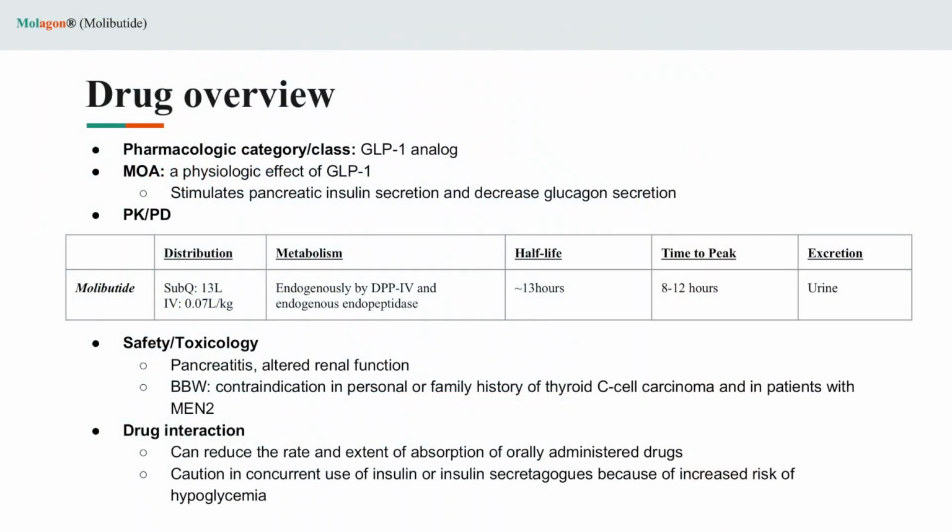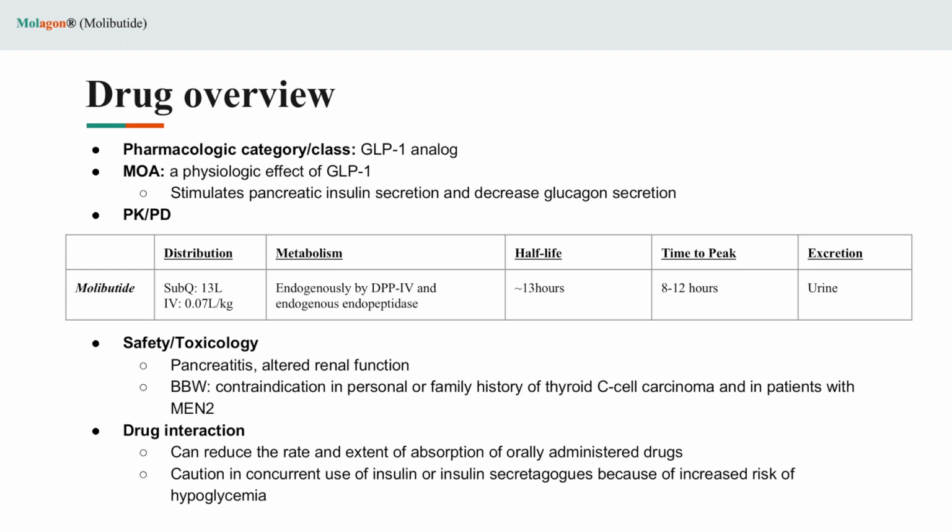The pharmacologic class of Molygon is a GLP-1 analog. It works through stimulating increased insulin secretion in the pancreas and also decreasing glucagon secretion. The PK and PD values are seen as follows. Also, it has some side effects. It can cause GI complications, pancreatitis, and altered kidney function. It also has a black box warning. It is contraindicated in patients who have a family history of thyroid C-cell carcinoma.